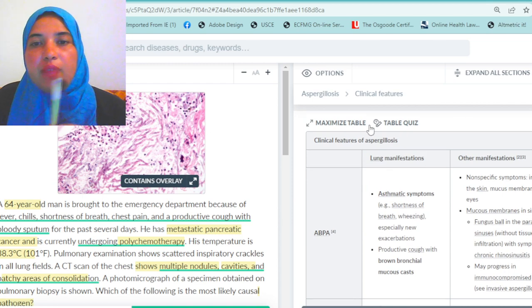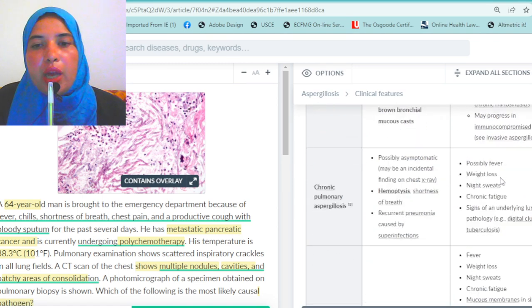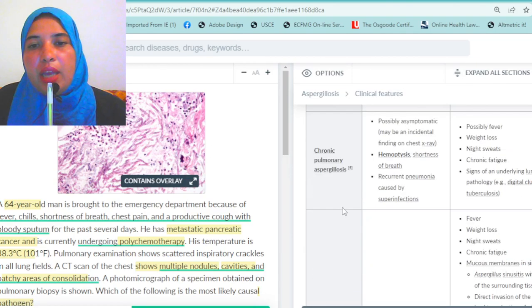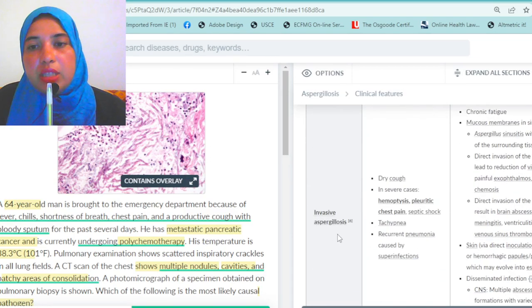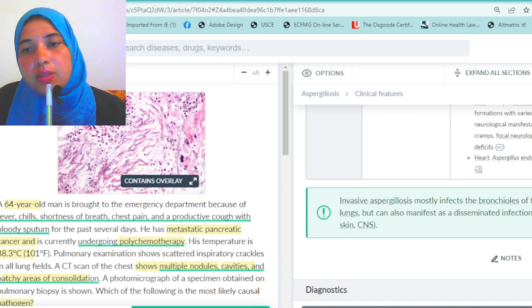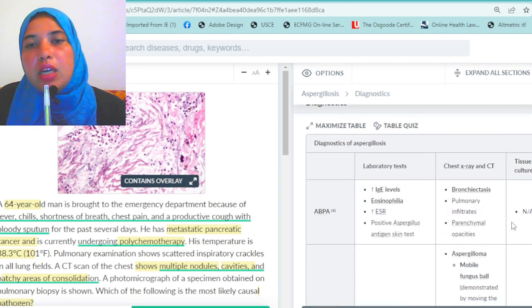Clinical features here, they have really nice tables, so you can go through that if you want, to see the different kinds of it. So you have your ABPA, you have your chronic aspergillosis, you have your invasive and what that looks like. We have a pearl here: invasive aspergillosis mostly affects the bronchioles of the lungs, but can also be a disseminated infection like skin and CNS.